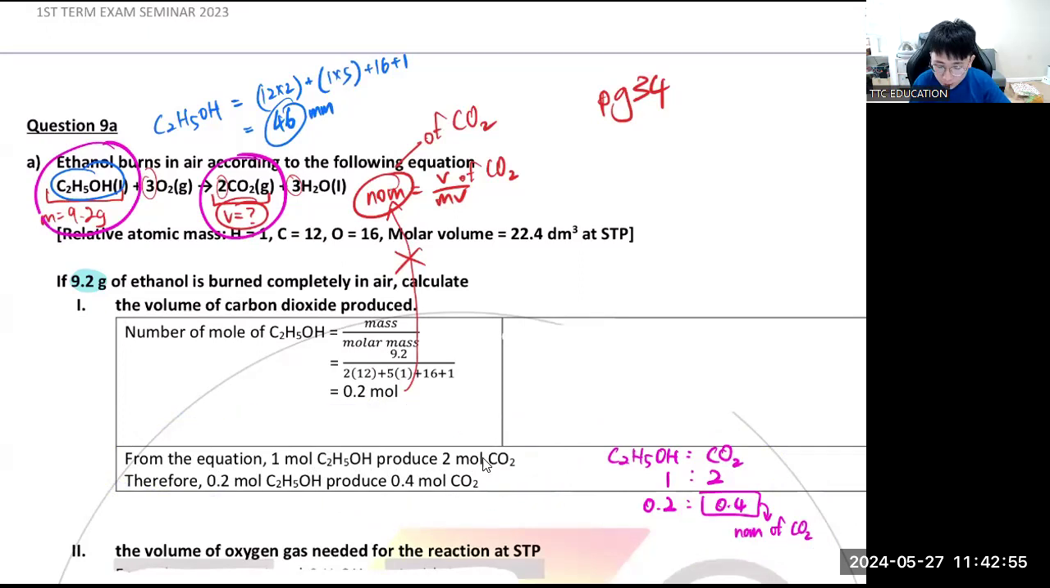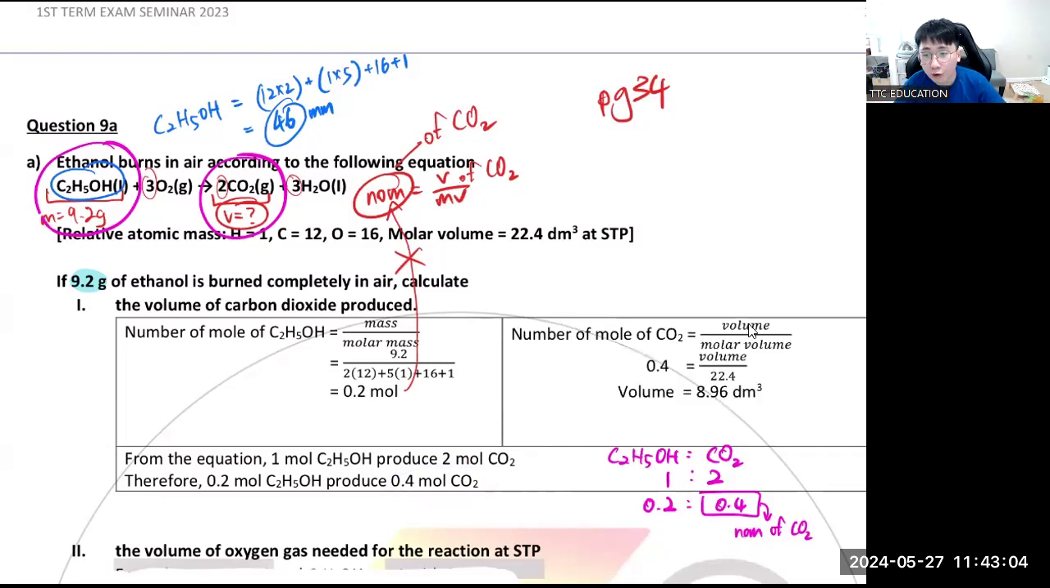So once you have this number of mole of your CO2, you move on to the other hand, where you try to find your volume of CO2. Finally I will have this volume over molar volume. The 0.4 comes into play, and then 22.4. Where do I get 22.4? The molar volume given by the question. So put it in and multiply, you get 8.96 dm³.